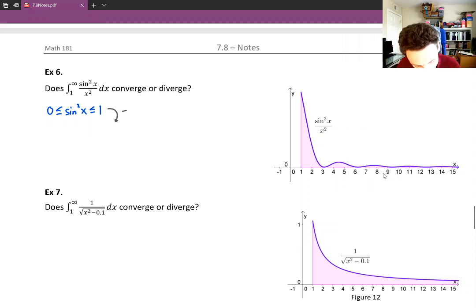We're going to divide all 3 parts by x squared. And the reason we're doing that is because the function that we're interested in is sine squared over x squared. It's sine squared divided by x squared. So if we take 0 divided by x squared, we get 0. Sine squared divided by x squared is our function that we're interested in.